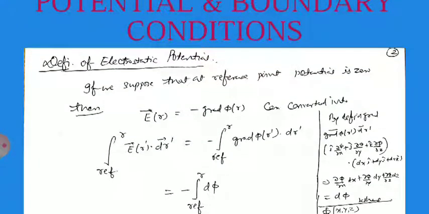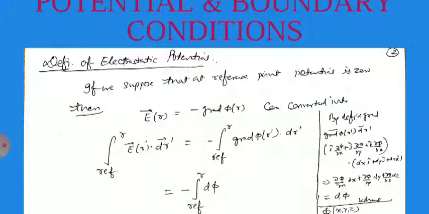Definition of the electrostatic potential. How can we obtain the definition of it? If we suppose that at the reference point the potential is 0, and that is at infinity, so E(r) equal to minus gradient phi, we can write from the reference point to r, the line integral of E(r') dr' equal to minus gradient of phi(r') dr', and this is the d phi.